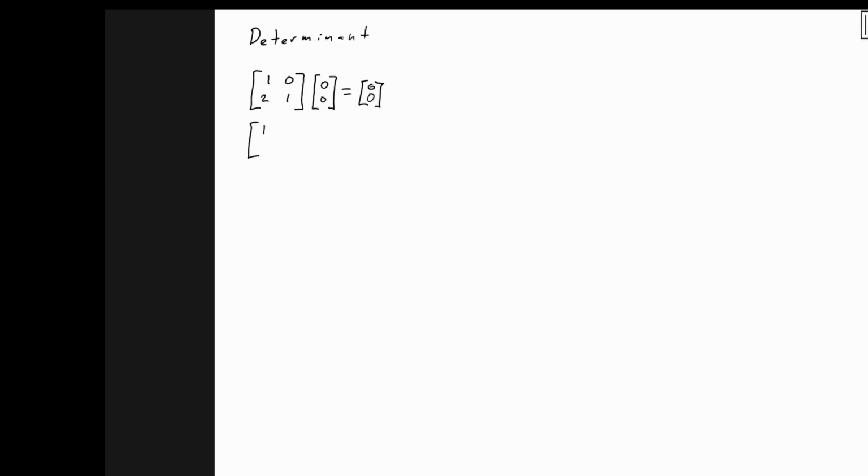Then let's look at what this matrix does to the vector 1, 0. When I multiply this out, going across the row of the matrix and down the column of the vector, I get 1 times 1 is 1, plus 0 times 0 is 0, 1 plus 0 is 1. For the second position, we're going across the second row, so I get 2 times 1 is 2, plus 1 times 0 is 0, so I get 1, 2.